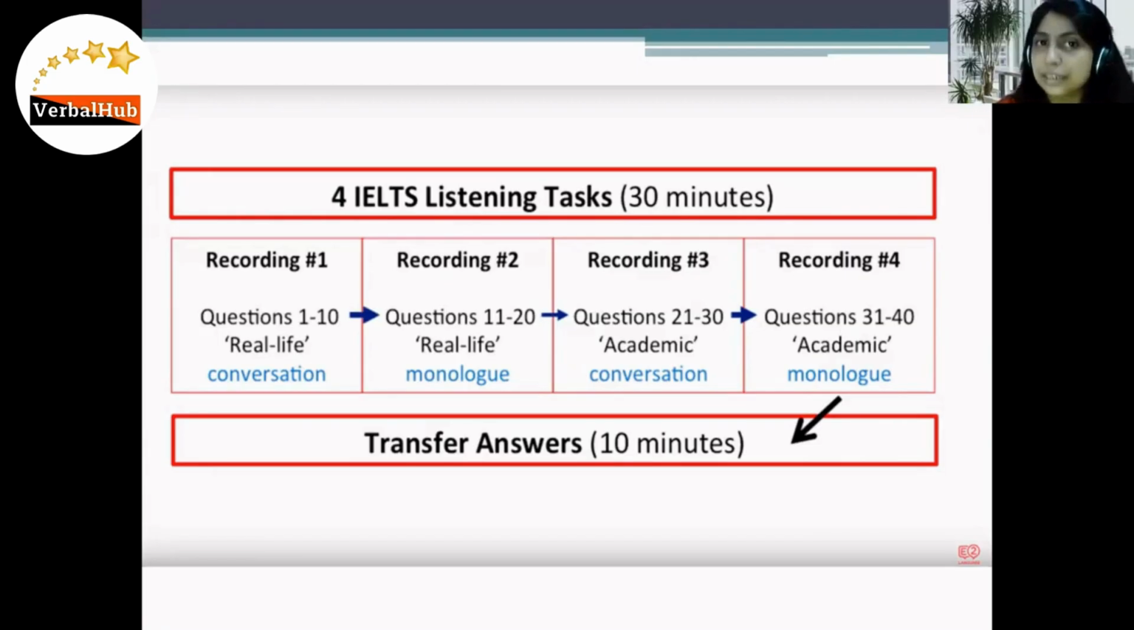One benefit you will get in the listening test is that 10 minutes will be given to transfer your answers to your answer sheets.